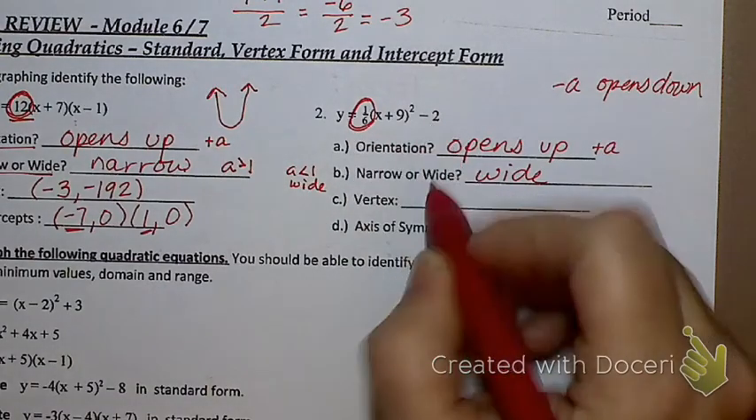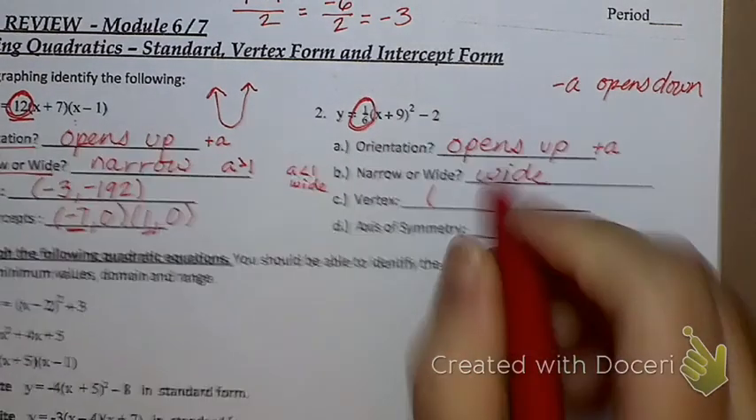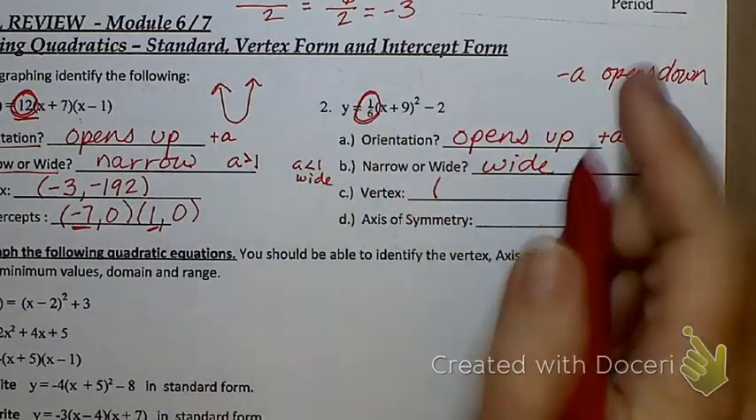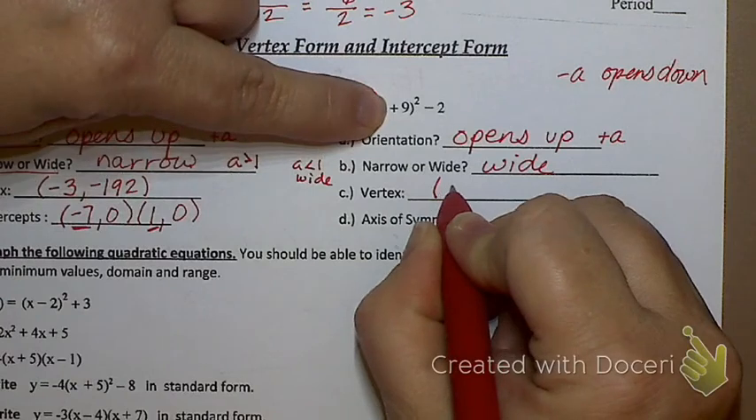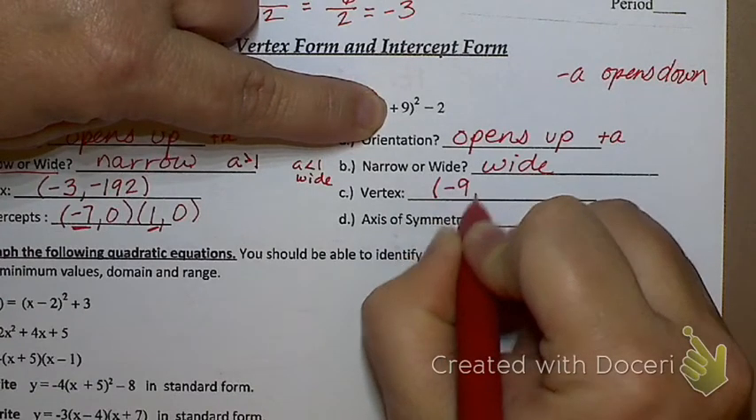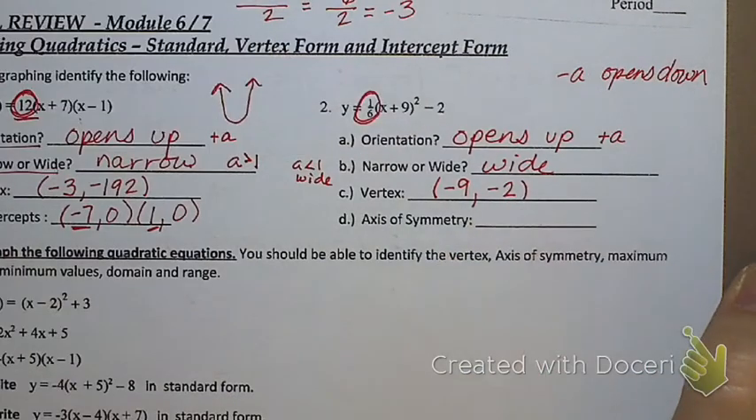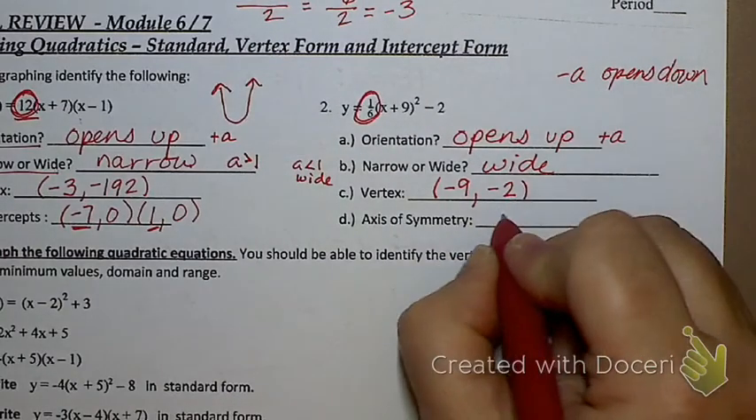Okay. What form is this, by the way? Vertex form. So I should get my entire vertex. I don't have to just get the x value and plug it back in. I actually get my whole vertex. Change the sign of this guy. And then the other value is, there's my vertex. What's my axis of symmetry?